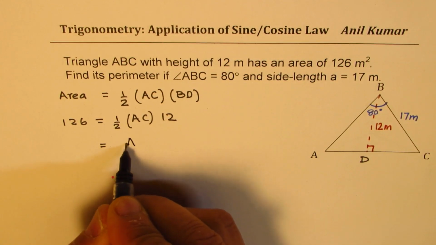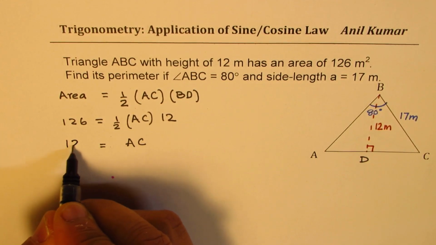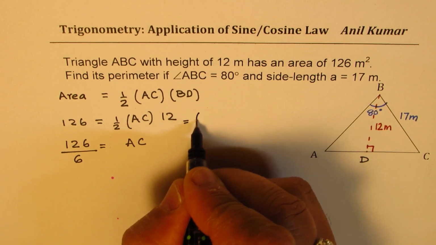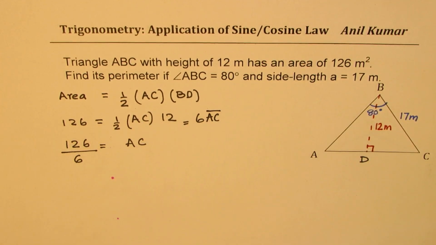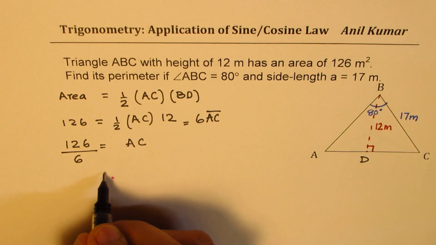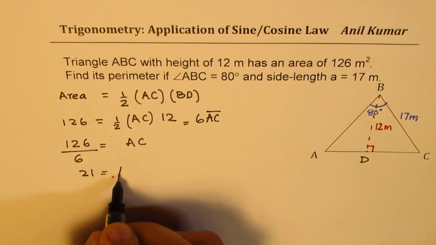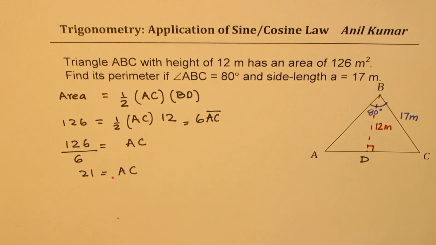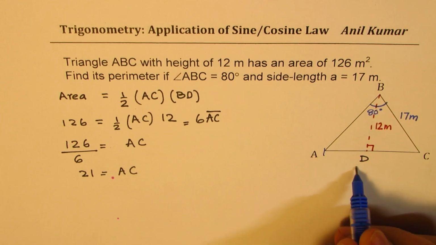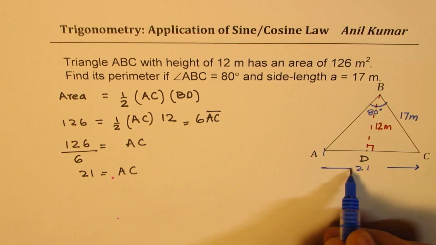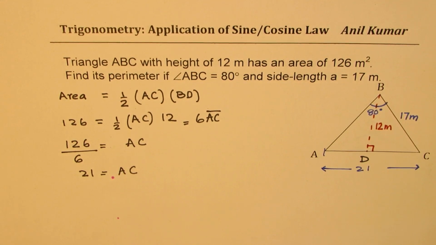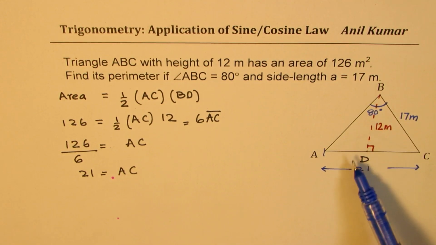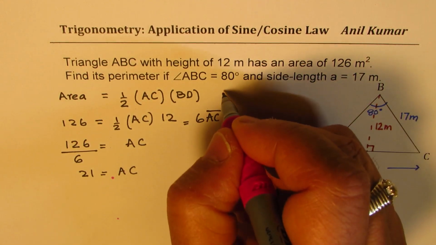So we get AC as equal to 126 divided by 6, right? So you can write this as 6 AC. So 126 divided by 6 is 21. So AC is 21. So we get this length here as 21, right? Now we know this side as 21. We need to find the third side. We could always find third side since we know this combination using sine law. Perfect. So we'll use sine law now to find the third side.